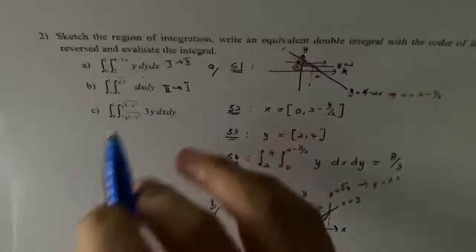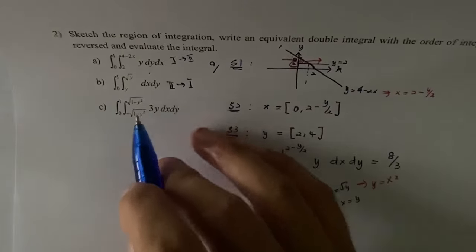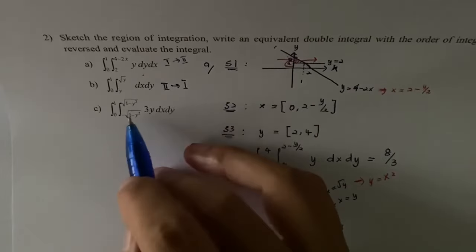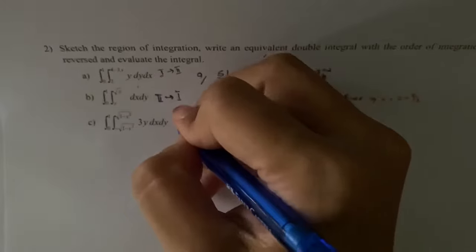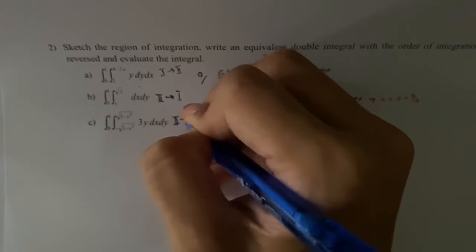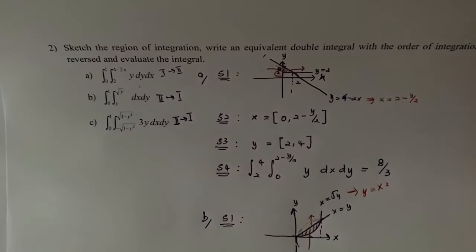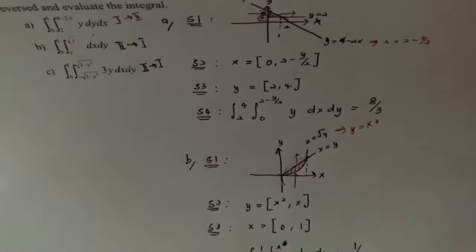Okay, you have this limit of x and y. This is the limit for x, this is the limit for y. So you have dx dy, this is the type 2 region. Then you need to reverse it to be a type 1 region.